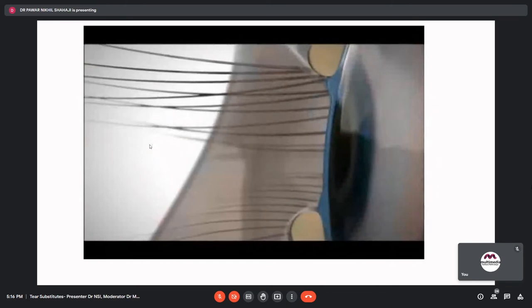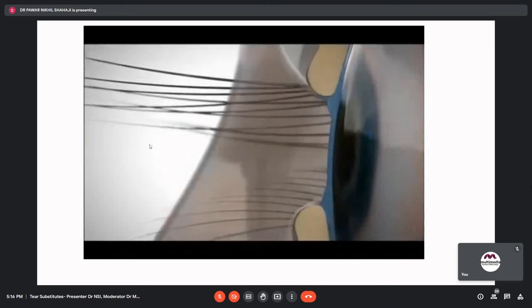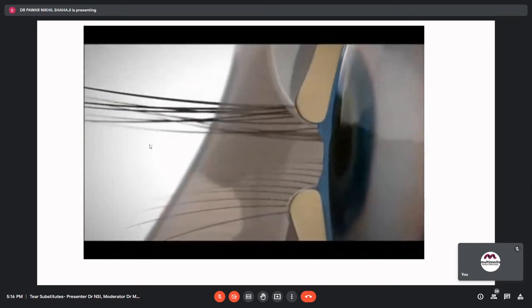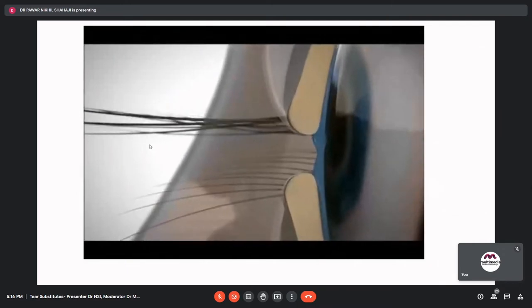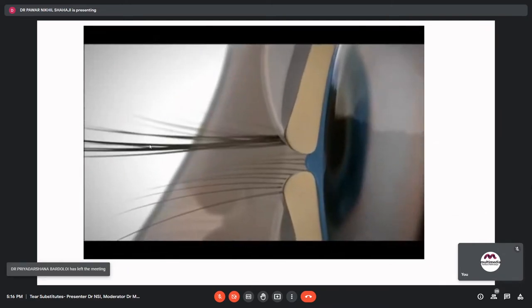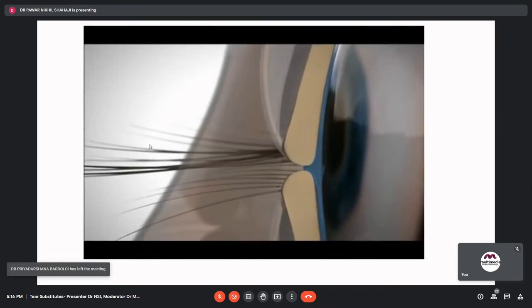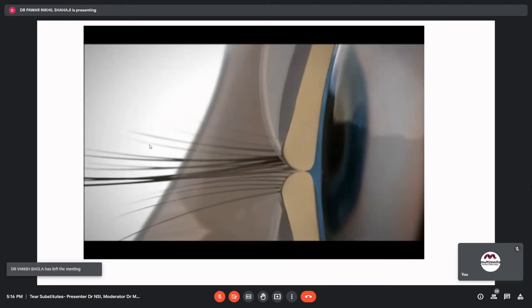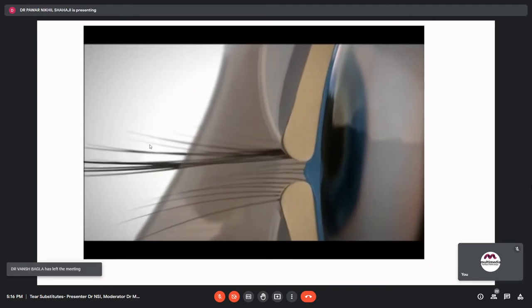The blink mechanism is when the upper lid sweeps down and the lower lid rises to meet it. Lids sweep debris away and push the tear layer like a tidal wave. The tear layer compresses to a fraction of its former thickness, absorbing the energy of the blink and replenishing itself evenly across the corneal surface.